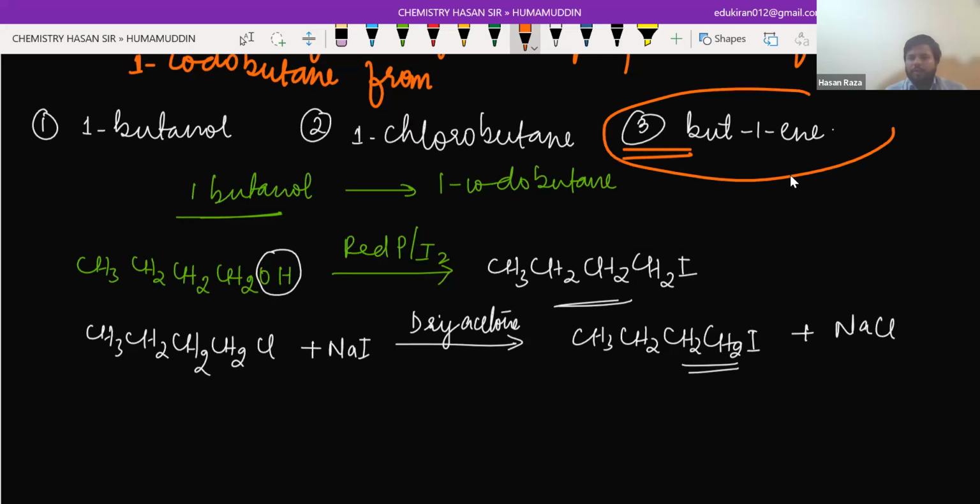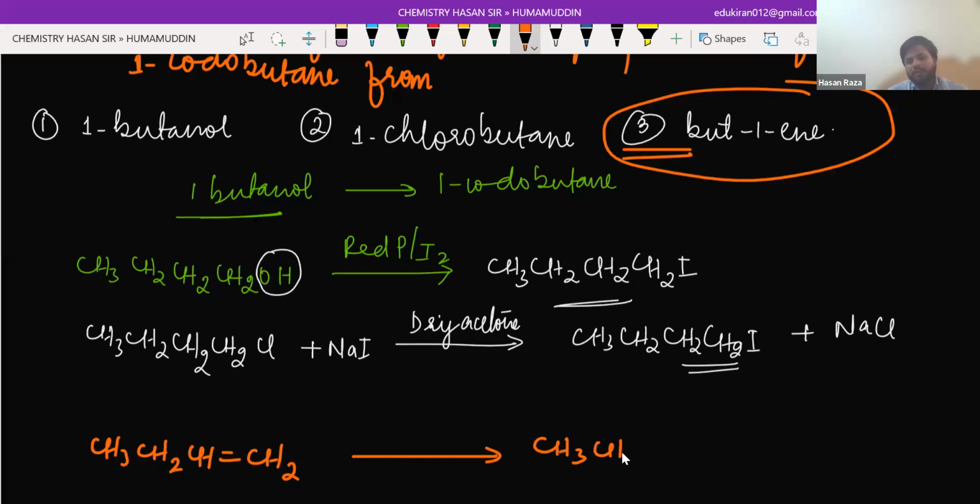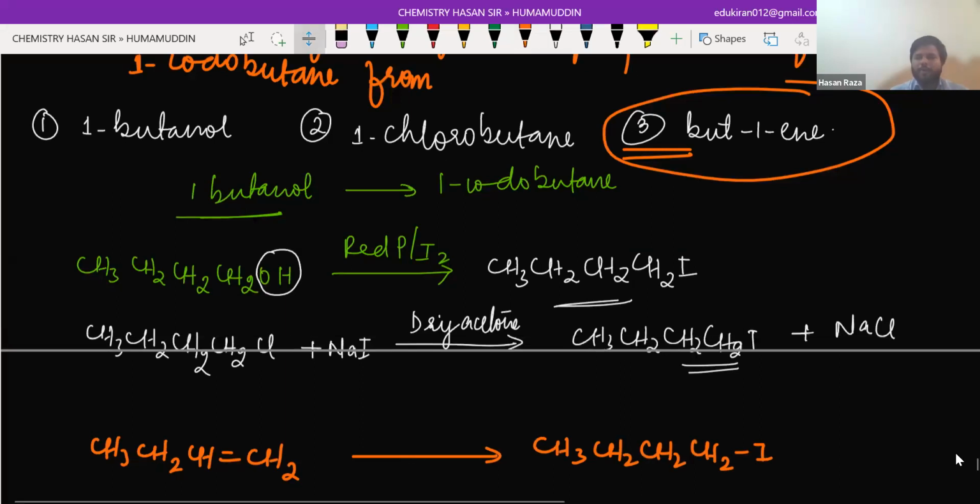Will you be able to solve this? Yes or no? 1-butene means CH3, CH2, CH double bond CH2. Now you want to prepare CH3, CH2, CH2, CH2I. This is 1-iodobutane. So what you need to do?